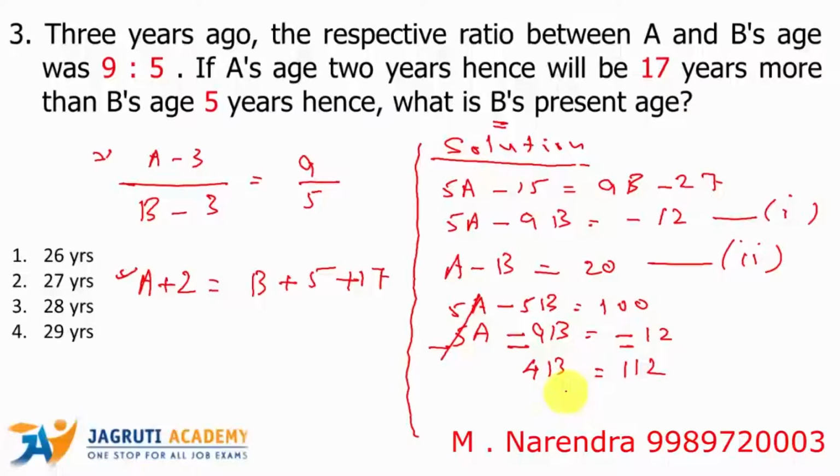So 4B is 112, then what is B? B is equal to 112 by 4, 28. That means age of B is 28 years. Your option choice 4. So you can see, option choice 3. Next question.